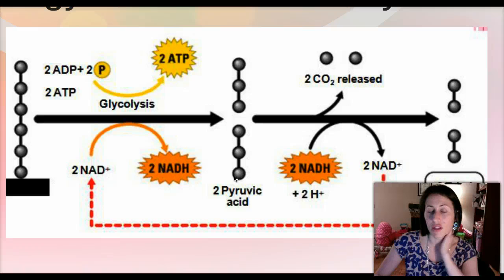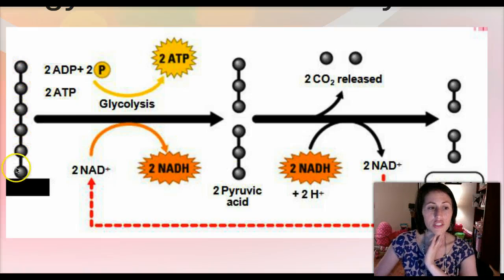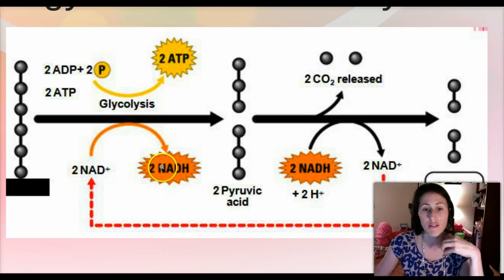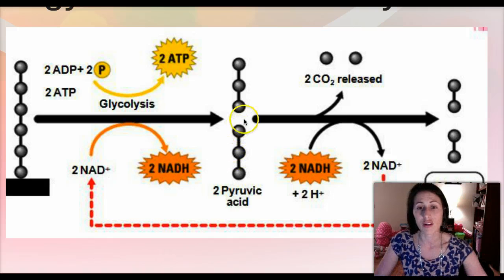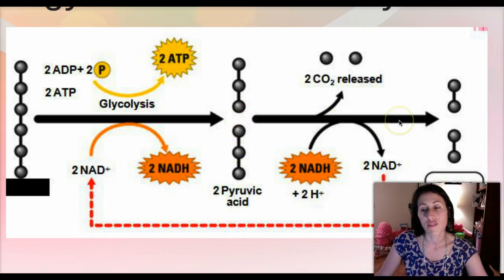This should look familiar. We looked at this process when we were looking at glycolysis. Here's our glucose molecule. We're going to use a little bit of ATP. We're going to split it in half, and now we get a little bit of ATP out of it. We also get some of those electrons being stripped off. So here's our pyruvic acid. But now there's no oxygen available. So instead of going into the Krebs cycle, it's going to go into the second part of fermentation.